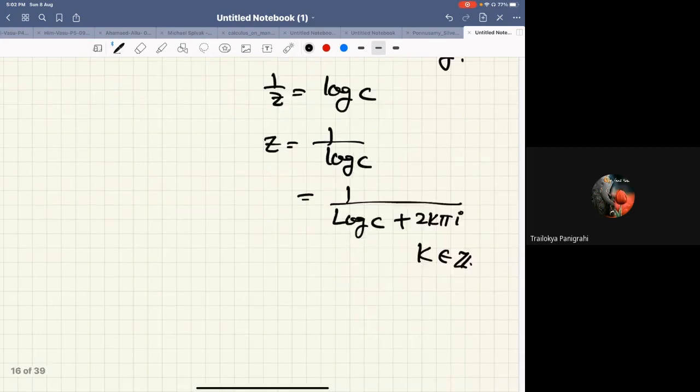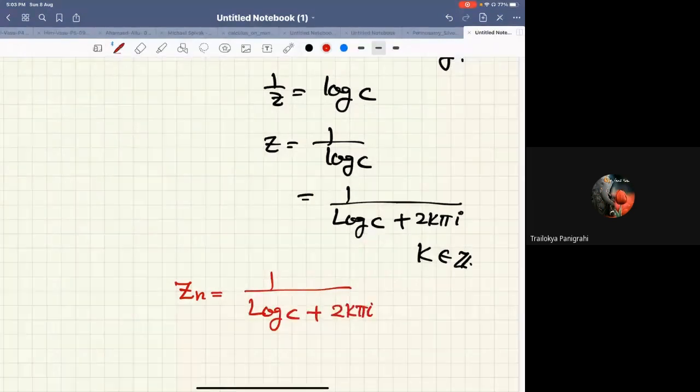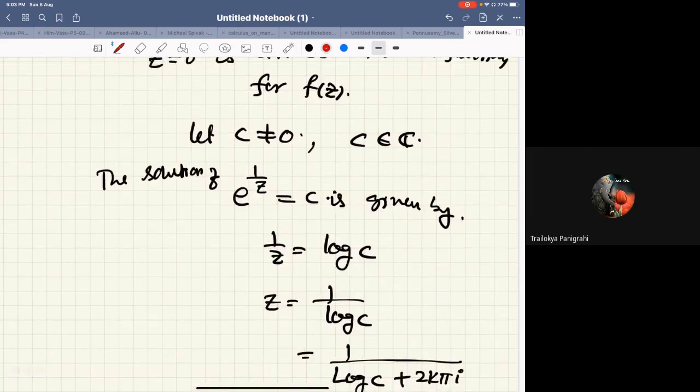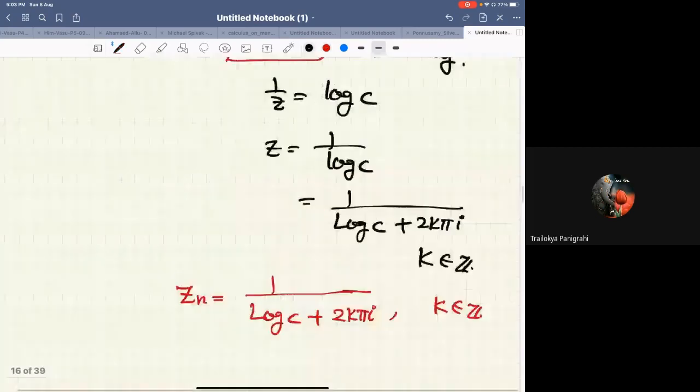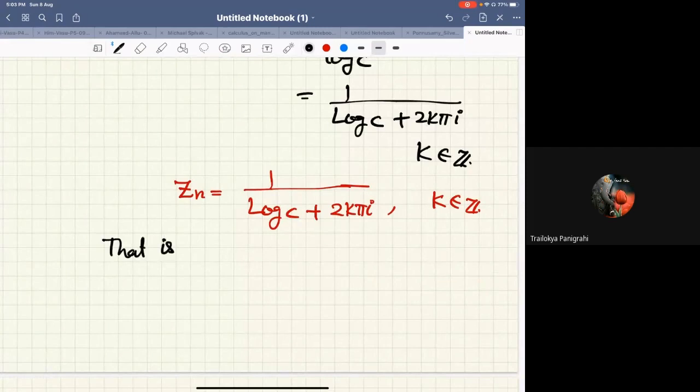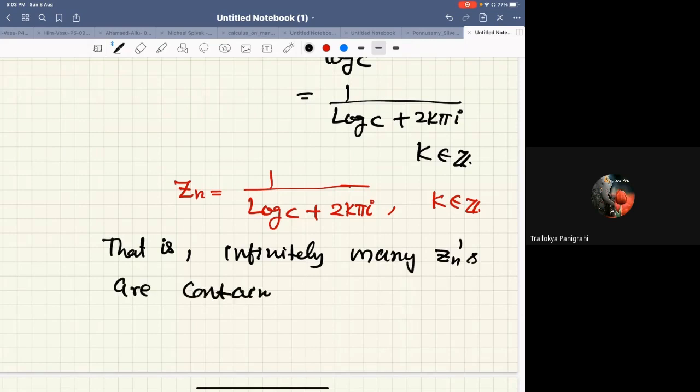Let us denote this sequence: Zn is nothing but 1 by log c plus 2k pi i, where k belongs to Z. Now we get infinitely many solutions, an infinite sequence which gives the complex number c. That is, infinitely many Zn's are contained in every neighborhood of z equals 0.